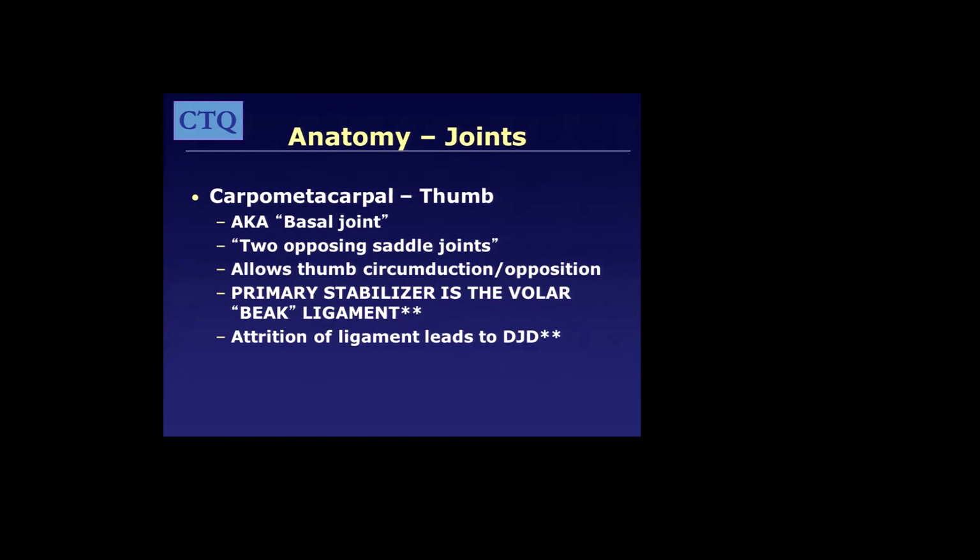Basal joint of the thumb, the most common form of arthritis that we see in the hand. The thumb CMC joint, the primary stabilizer, is the volar beak ligament, and we feel that attrition of this ligament is what leads to degenerative changes.